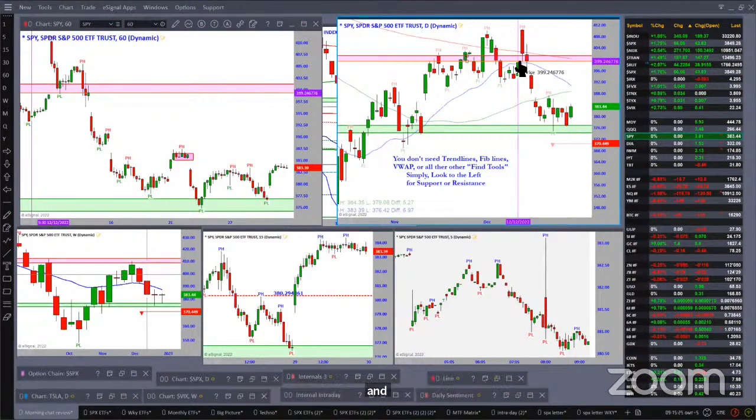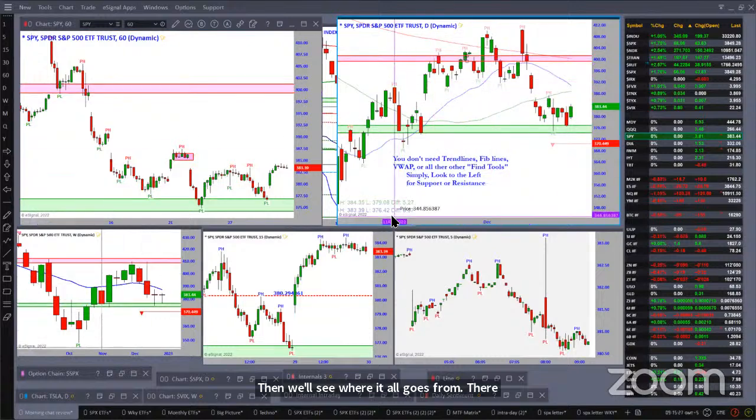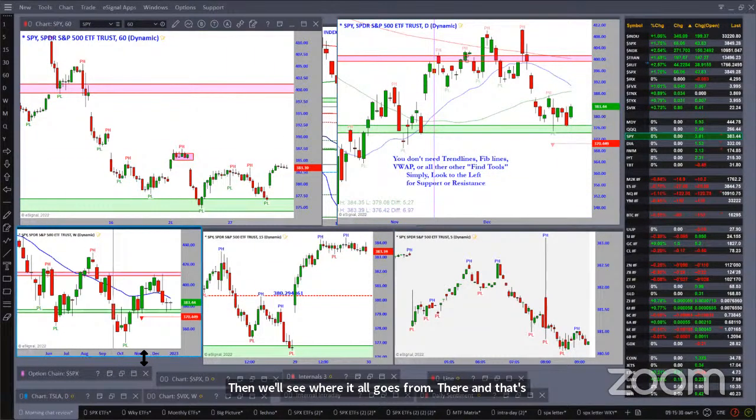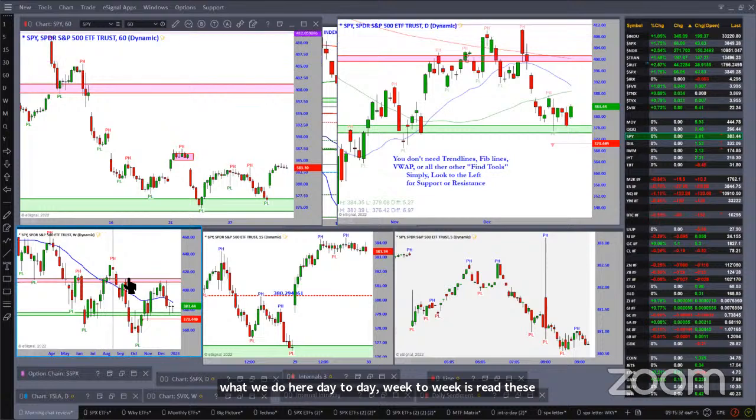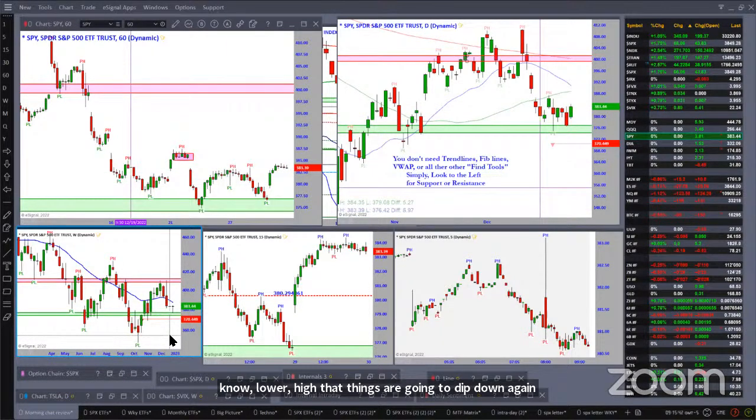That's what we do here day to day, week to week, is read these markets in multiple time frames. And is this part of a bottoming process? Is this a lower high, and things are going to dip down again? What's going on with inverted yield curves and all of that we talk about.